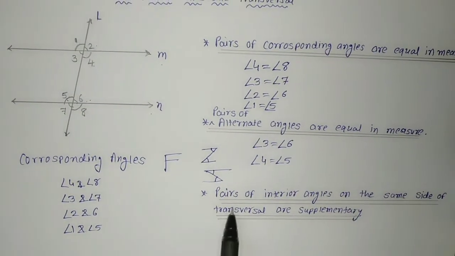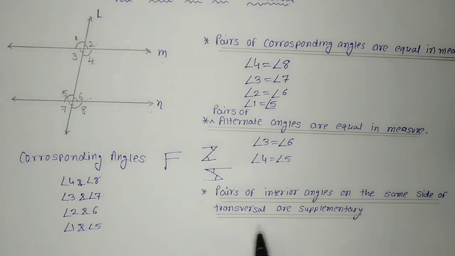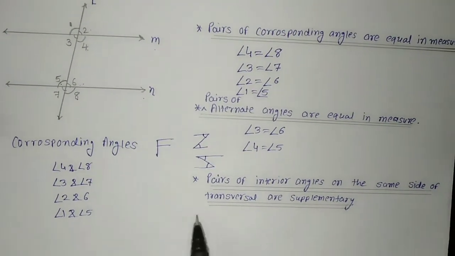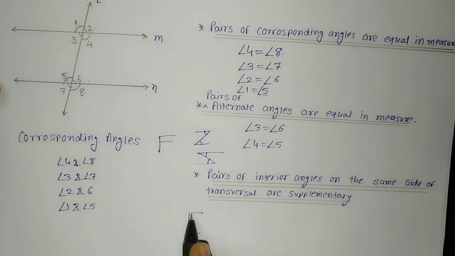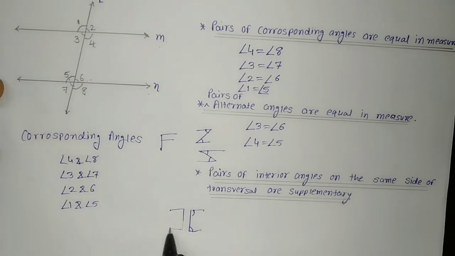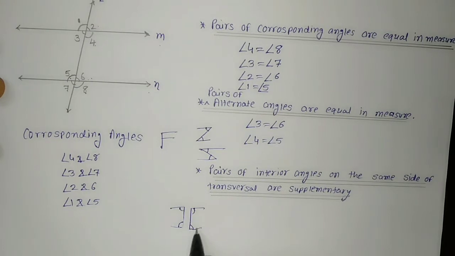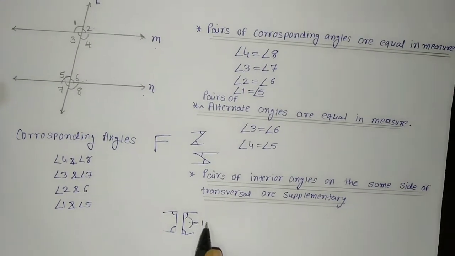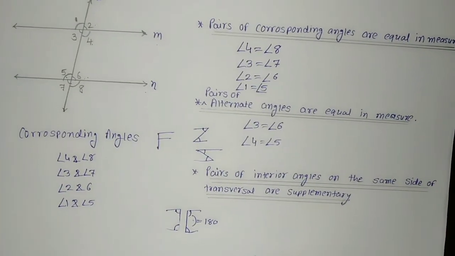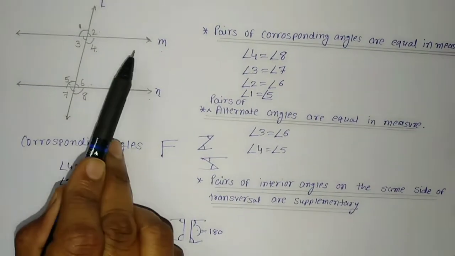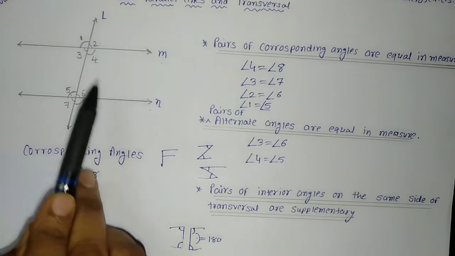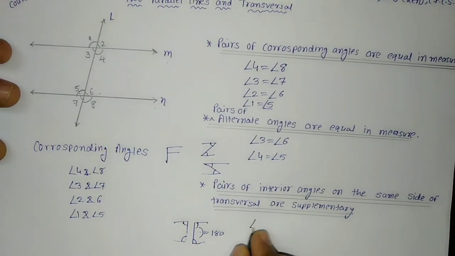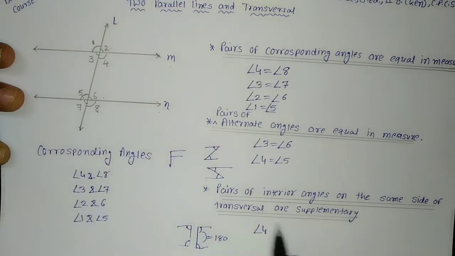And the next thing, pairs of interior angles on the same side of the transversal are supplementary. What is this pair of interior angles? Interior angles form a C. This and this angle, this and this angle. They are always supplementary, meaning their sum total is equal to 180. Where are these angles? You can see in this figure, where the C is formed: this 4 and 6, and this 3 and 5. So I can write angle 4 plus angle 6.